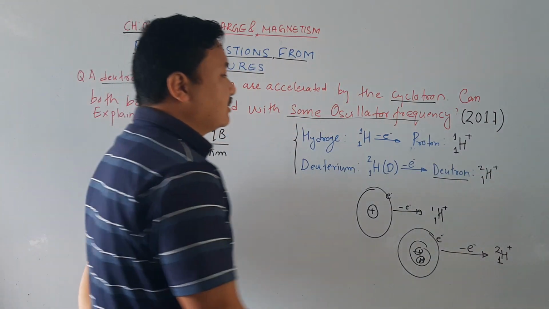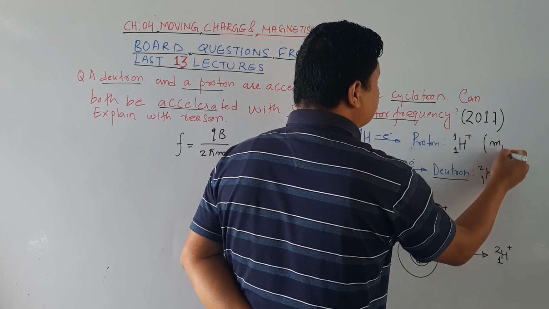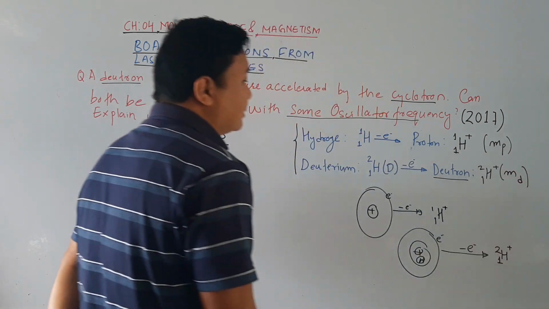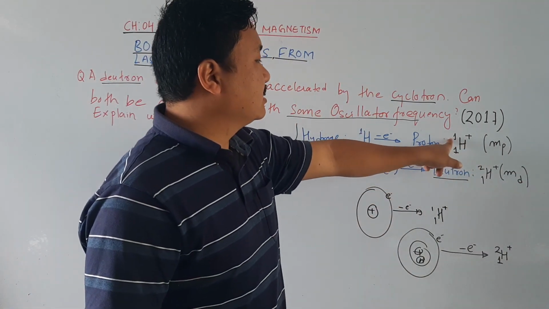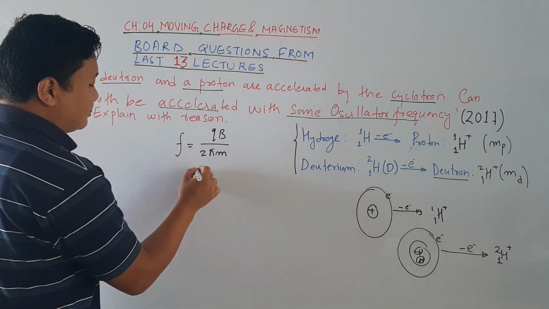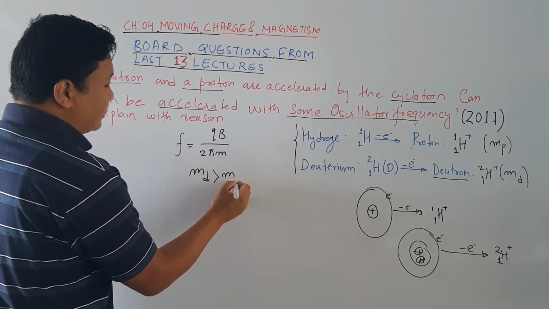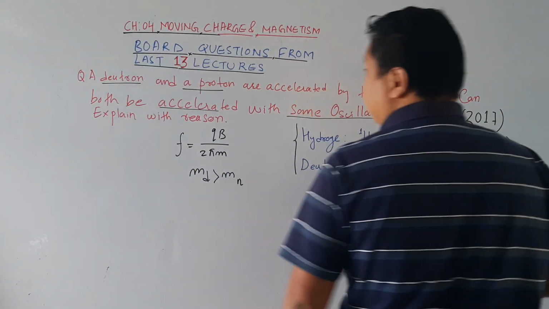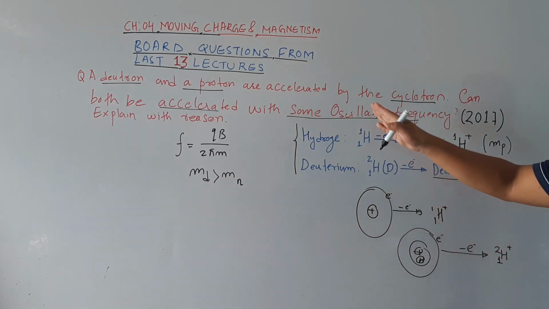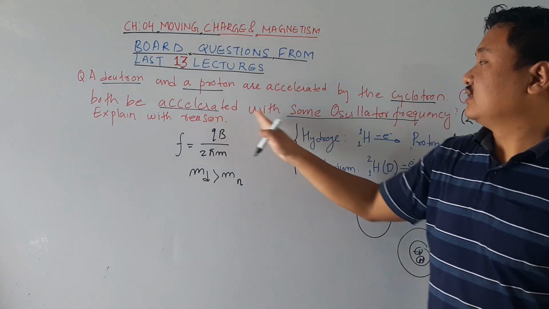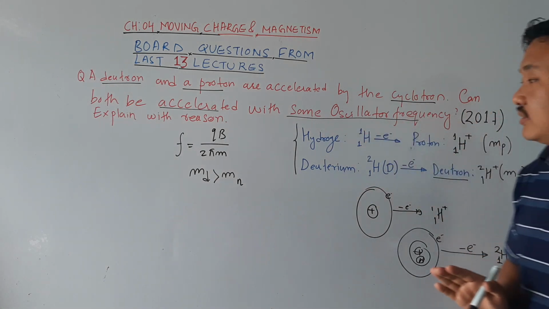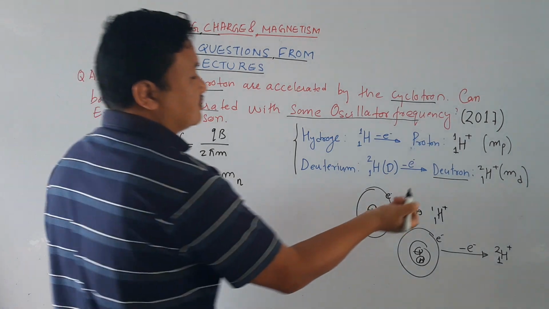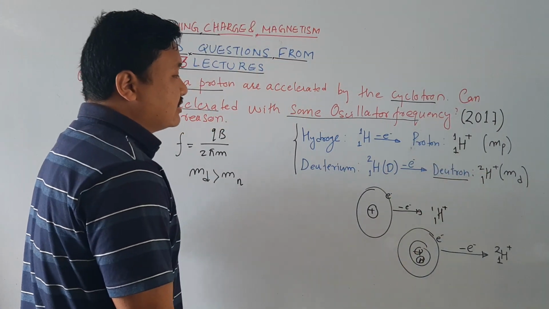So which one is heavy then? Let this be the mass of the proton and this the mass of the deuteron. The mass number is 2 for the deuteron and 1 for the proton. That is, the mass of the deuteron is greater than the mass of the proton. Therefore, we cannot accelerate deuteron and proton by the cyclotron with the same oscillator frequency, because the mass of the deuteron is larger. In fact, it is twice the mass of the hydrogen proton.